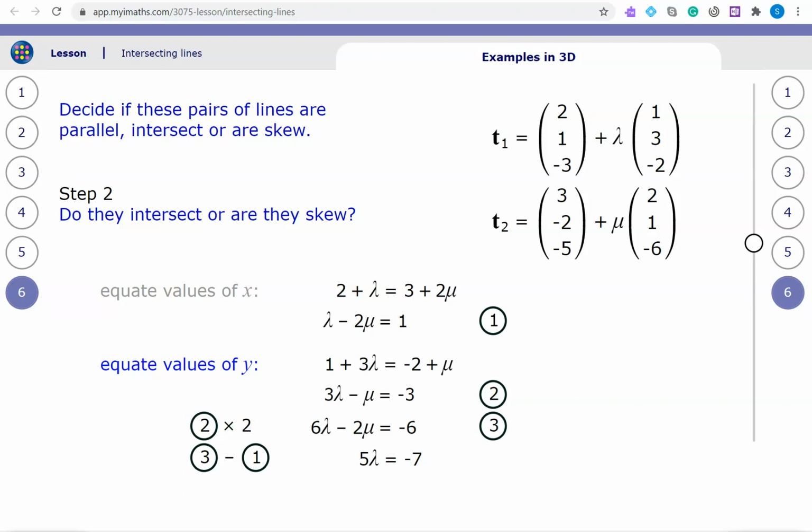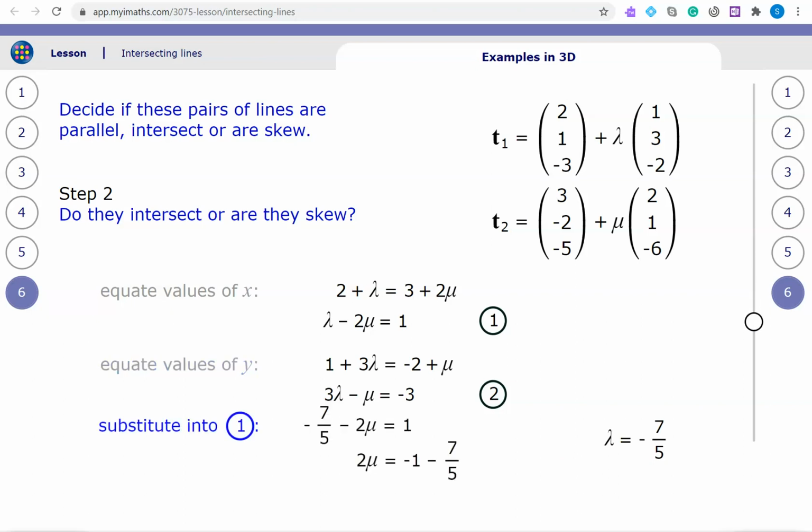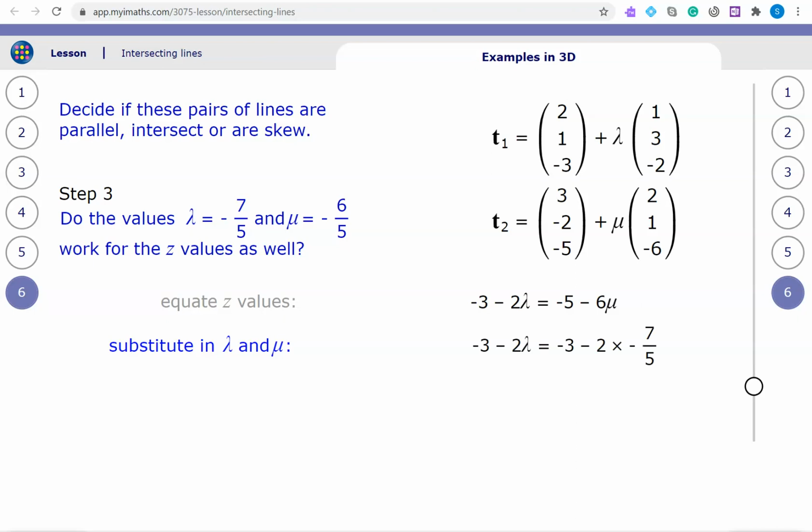Well, actually, I don't equate my z's. I'm just going to try and find out from those two a value for lambda. So we get lambda as minus 7 over 5. That means we can work out mu as being minus 6 over 5. Now we test whether those values work on those two equations. So if we plug them in, we get the value of minus 1/5, and we get the value of 11 over 5.